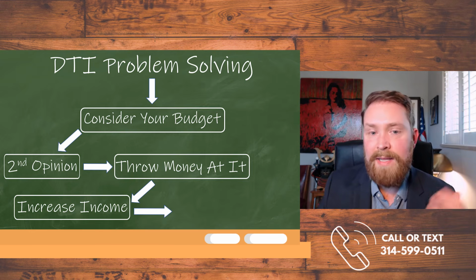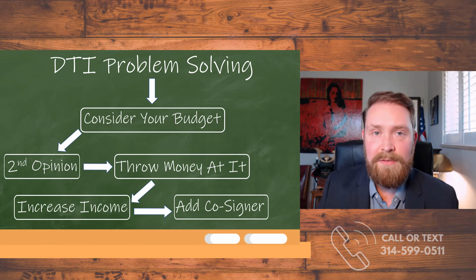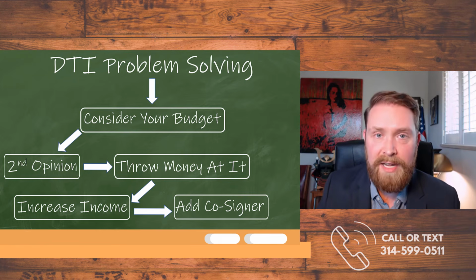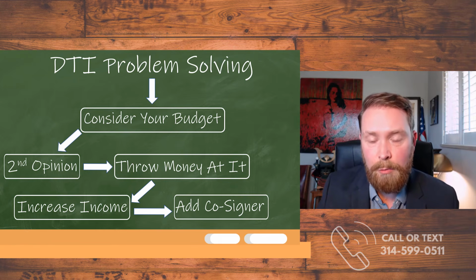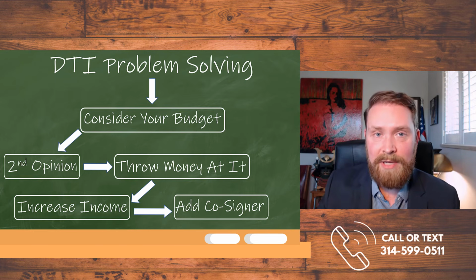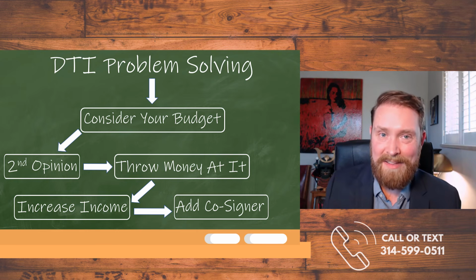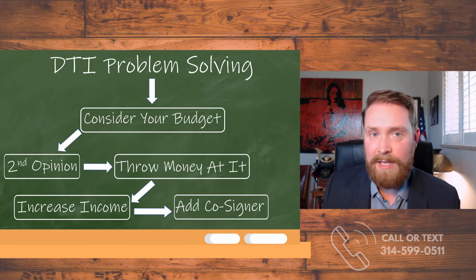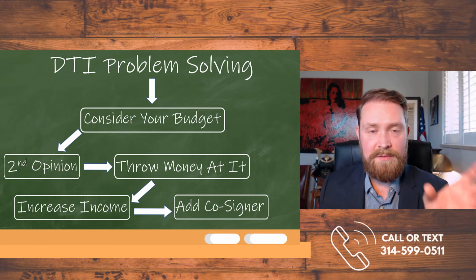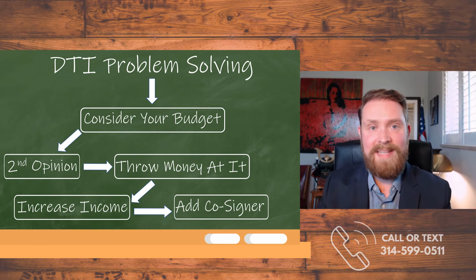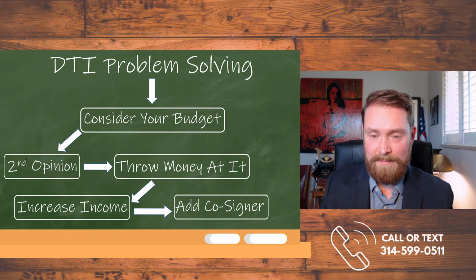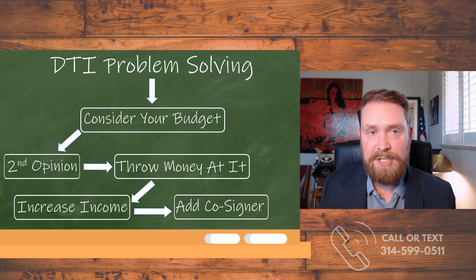And then finally, the option of last resort for most people, because most people do not want a cosigner, is you can add a cosigner. Now, the way a cosigner basically works is by adding them to the application, we add their income into the mix. But keep in mind, if we're adding their income into the mix, we've also got to add their debts. So that DTI calculation works out the same way, but now instead of just you, it's you and the cosigner together. So it's their income, your debt, their debt, plus the mortgage payment. And you run the calculation the same way.